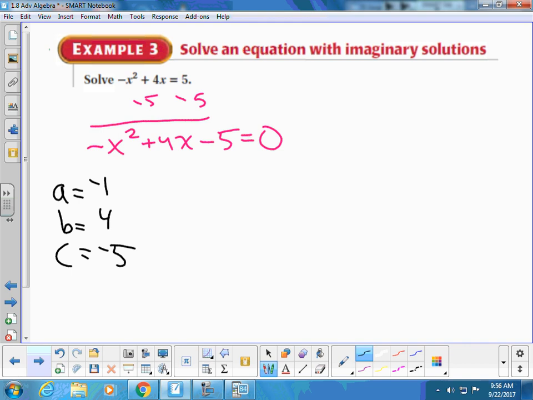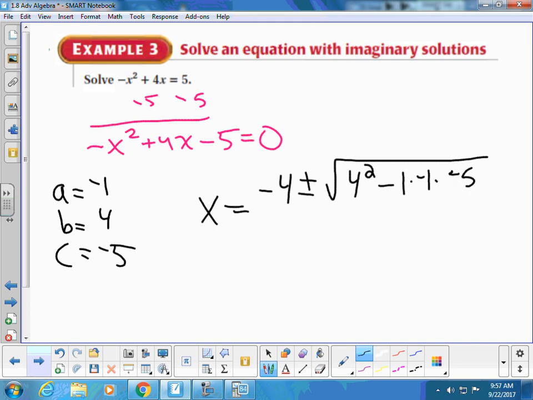Okay, let's sing our song slowly. X equals opposite of B plus or minus square root B squared minus 4AC, all divided by 2 times A. You're singing it wrong. Are you singing it wrong just to mess with me? Or do you actually not know it?